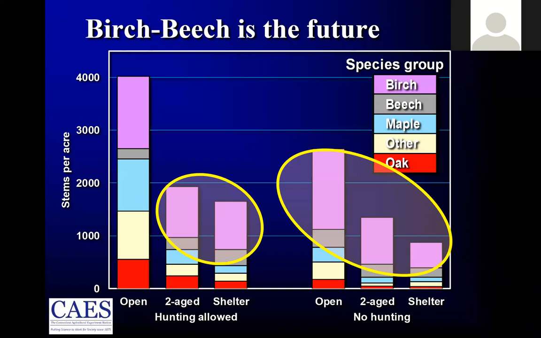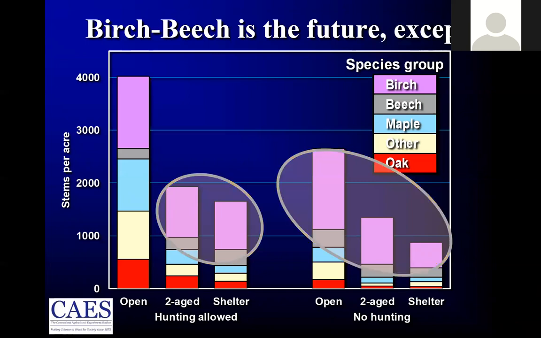And in five out of those six combinations, birch and beech accounted for 50 to 75% of those trees which are in the free-to-grow status. 50 to 75% of the trees. There are very few trees of other species, especially very few oaks in those.